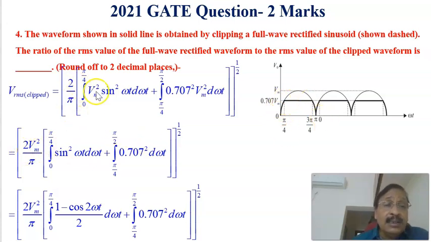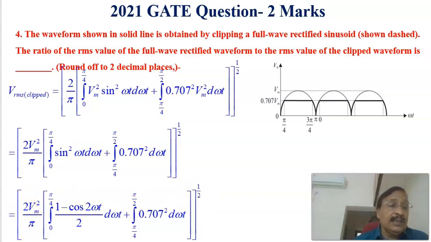Now, here it is equal to 2 Vm squared divided by pi, with Vm taken outside: integral 0 to pi by 4 of sin squared omega t d omega t, plus integral pi by 4 to pi by 2 of 0.707 squared d omega t, under square root. Here sin squared omega t is written as (1 minus cos 2 omega t) divided by 2, and integrating from 0 to pi by 4, (1 minus cos 2 omega t) divided by 2 d omega t, plus pi by 4 to pi by 2, 0.707 squared d omega t, under square root.